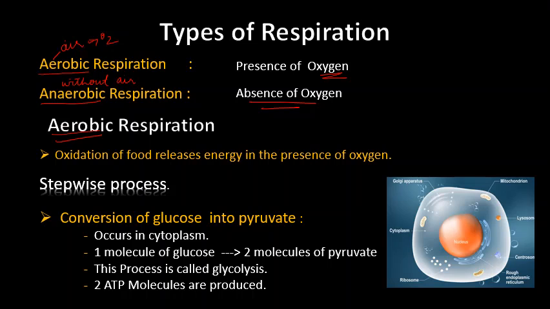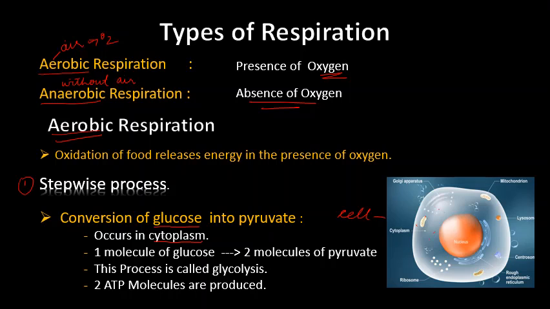Now let's see the stepwise process. The first step is conversion of glucose into pyruvate. Now in this process, we are talking about how the glucose is converted or oxidized. Here as a first step, the glucose is converted into pyruvate. This process takes place in cytoplasm. You can see here, this is the cell. Whatever cell, animal cell or plant cell, this is cytoplasm.